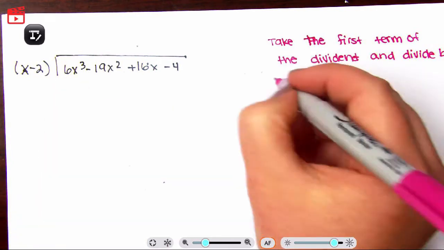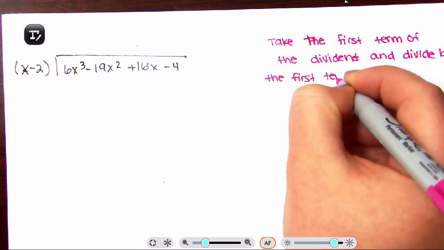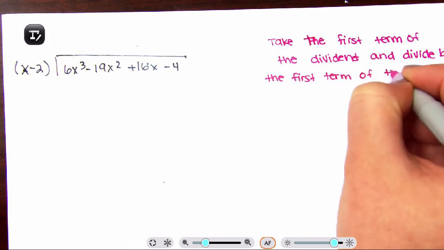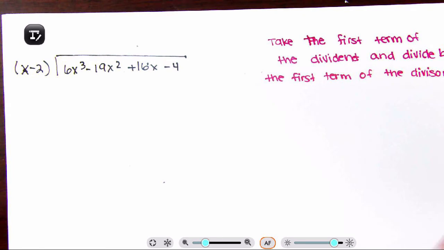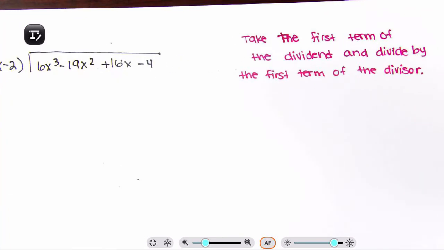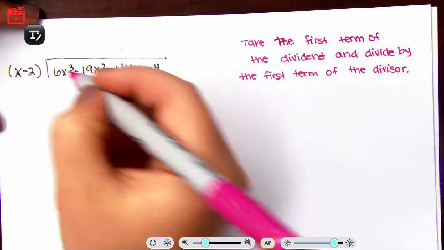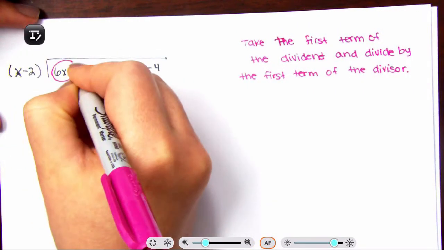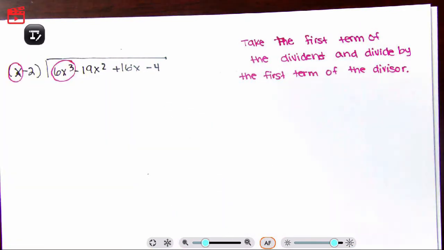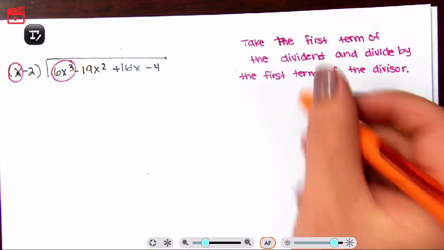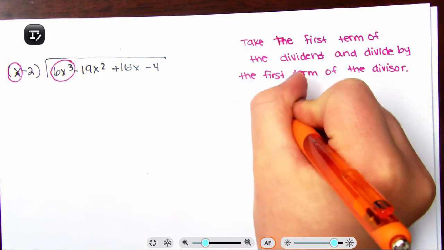And you're going to divide by the first term of the divisor. Okay, so how will that look? Let me zoom this out just a little bit. You're going to take the first term, and you're going to divide it by the first term. So you're going to say 6x cubed divided by x.